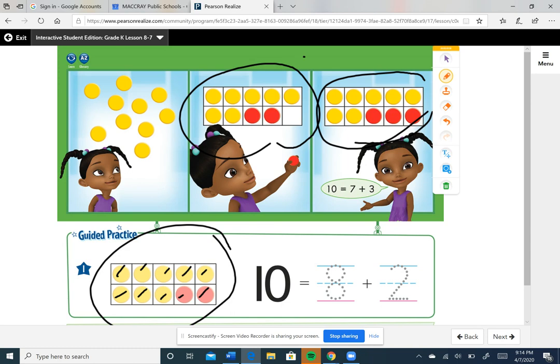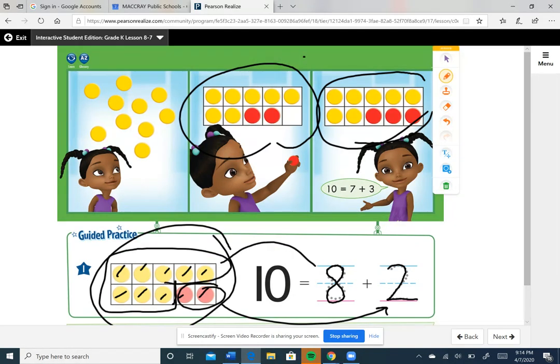And they had 8 yellows. That is where this came from. And they had 2 reds. And that's where the 2 comes from. All right, we have our 2. And then we have our yellows. All right. Now we're dealing with 10 today. So that means every one of these squares needs to be filled with a counter.